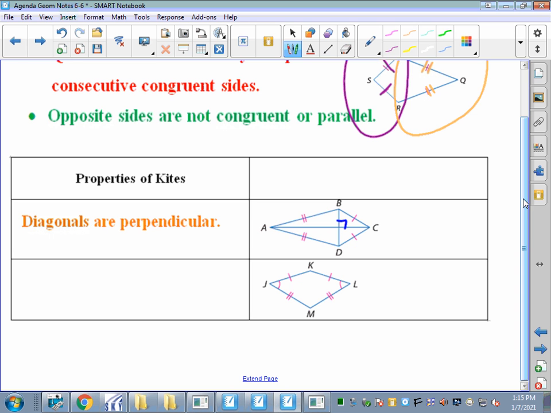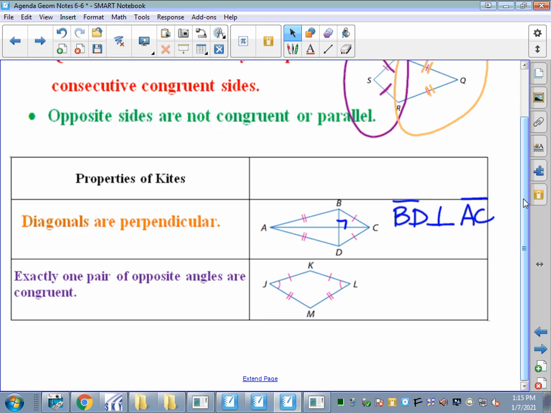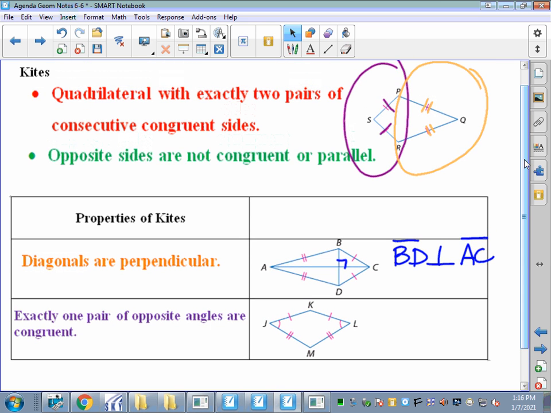So segment BD is perpendicular to diagonal AC. Both of those diagonals are perpendicular to each other. The other property of kites is there is one pair of opposite angles that are congruent. When I think of it, when I split this top one up here, where you do the splitting, that's where those angles are congruent. So in this case, angle P and angle R are congruent to each other.